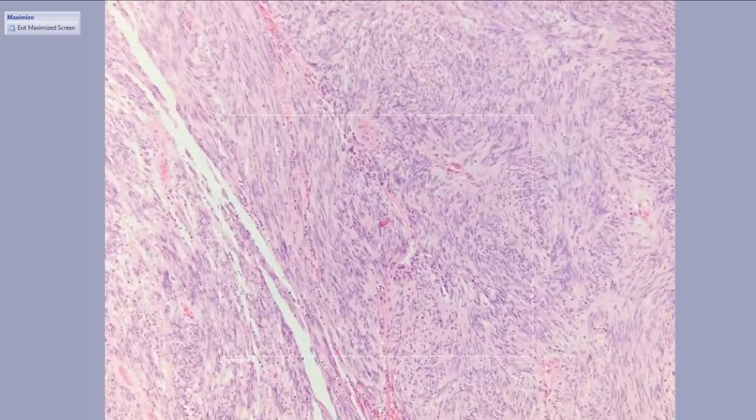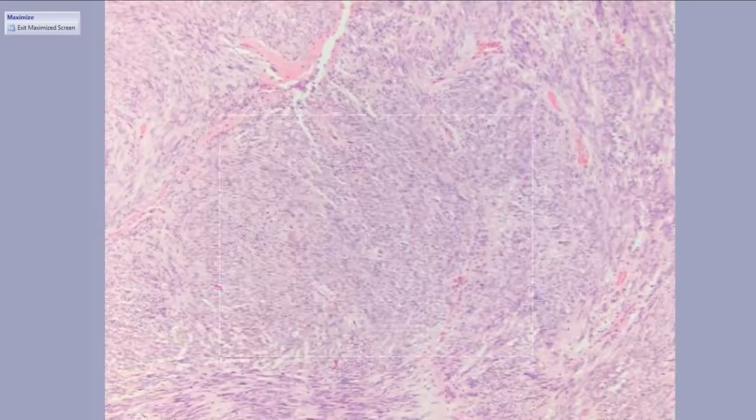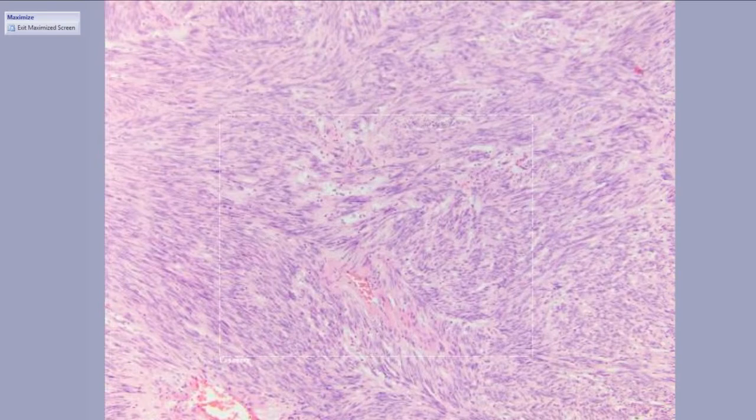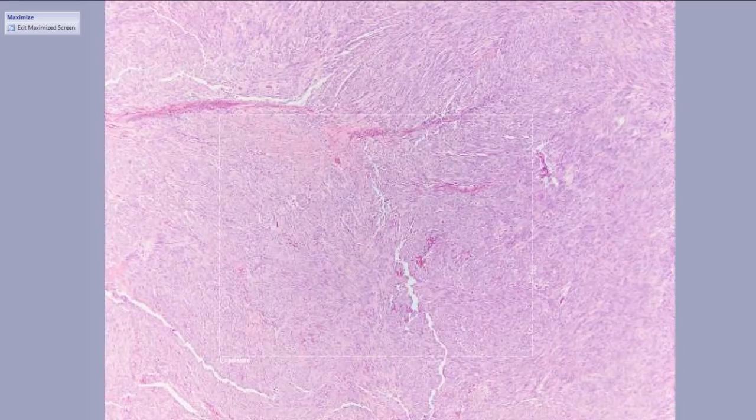You're going to need to do immunostains on this, but the most common spindle cell lesion in the stomach and in most of the GI tract is going to be gastrointestinal stromal tumor, or GIST. Those are positive for c-KIT and DOG1, which this is. So this is in fact a GIST of the stomach.